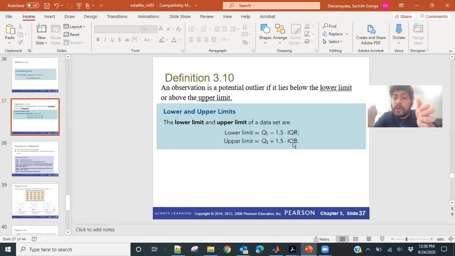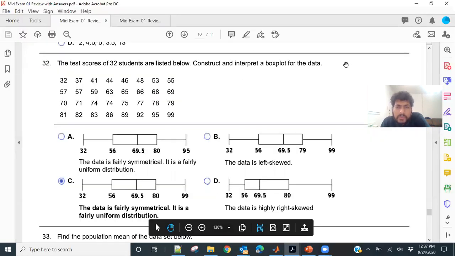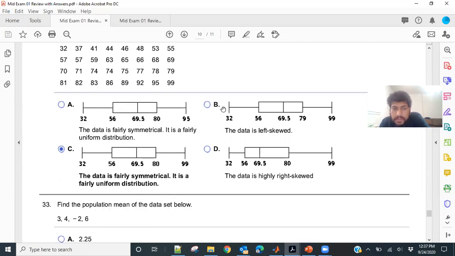So if you have any observation beyond these two values, greater than the upper limit or less than the lower limit, then we consider them as outliers. Outliers we mention in the box plot by using a star. Here you don't have to worry about the outliers because they haven't mentioned anything like that. Just the box plot.